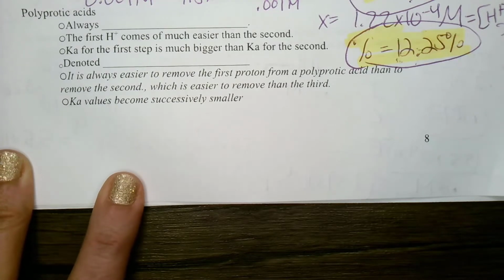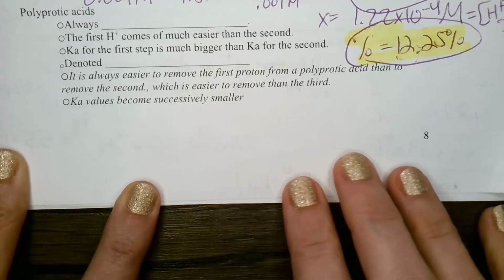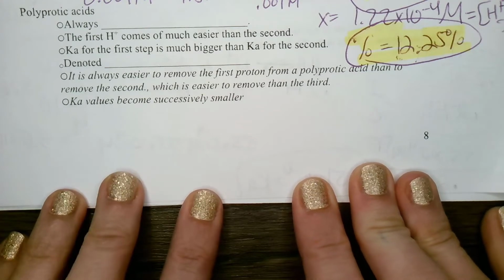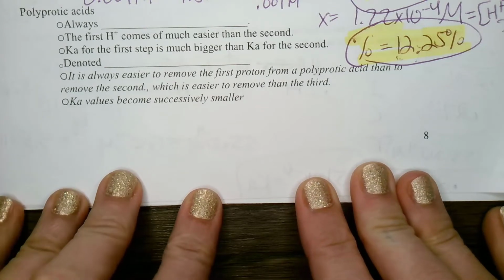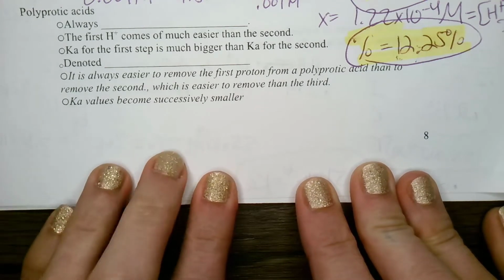Now we're going to have a discussion about polyprotic acids, and how they dissociate in a stepwise fashion. We know that polyprotic just means many protons, many hydrogen ions in a formula.